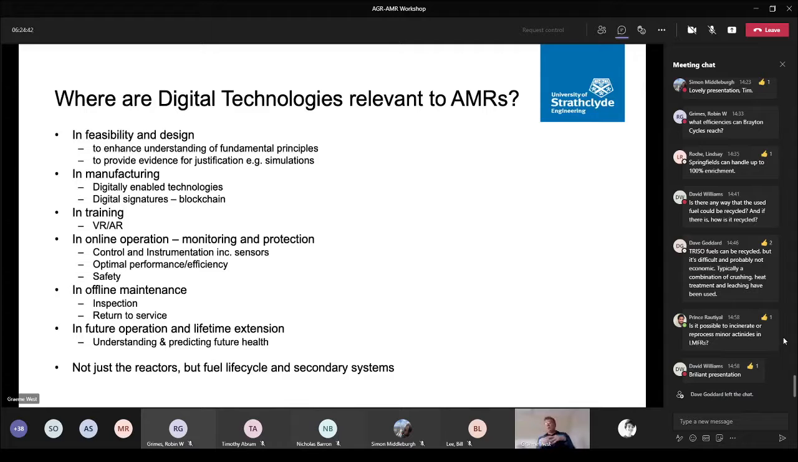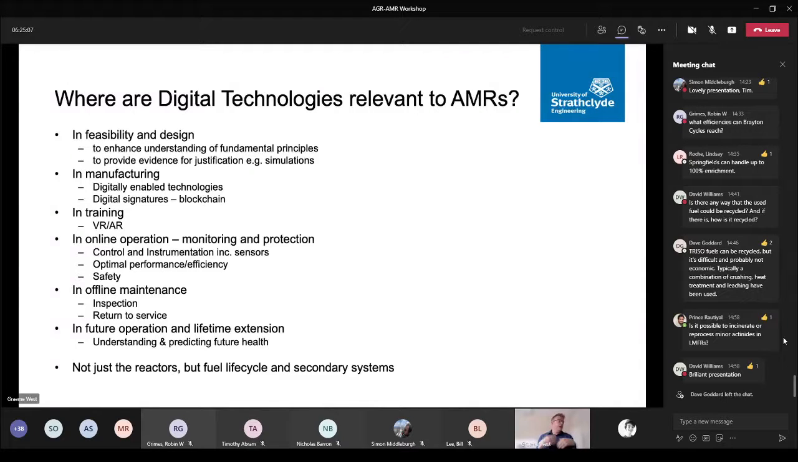So if you're taking the plant offline and inspecting, and again gathering more information that's feeding your digital twin, or the equivalent of the online plant, I guess the digital version of the online system, there are opportunities round about there. And then also looking towards future operation and lifetime extension of the plant.